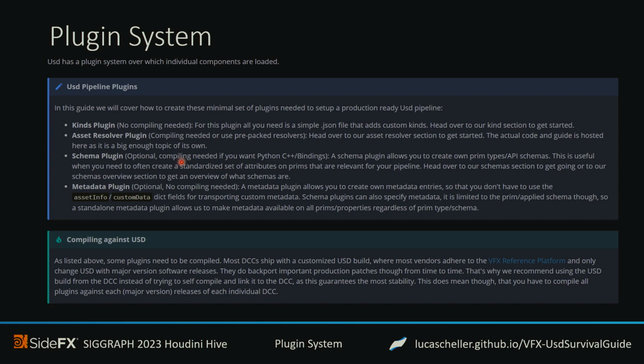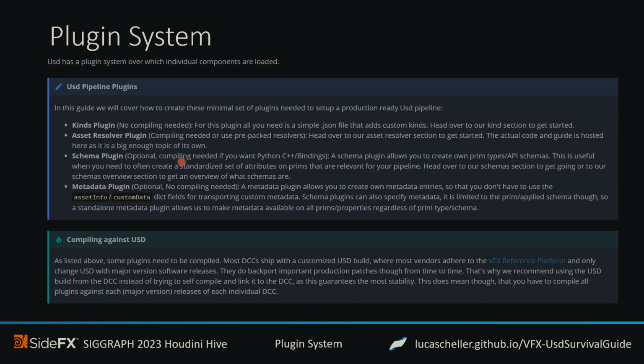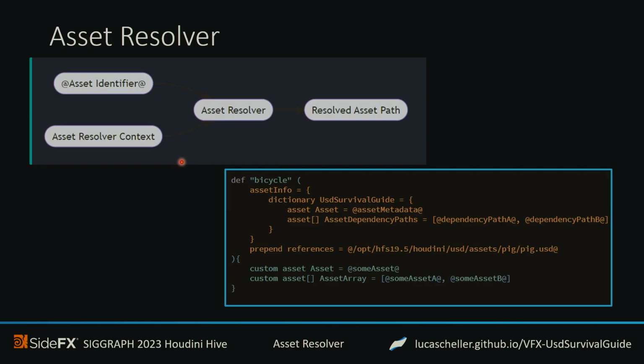So if you really want to boil it down from a coding perspective, the only thing you need to compile is the asset resolver plugin, which can be an issue for smaller studios because they don't have the C++ developer resources. More about that in a second.